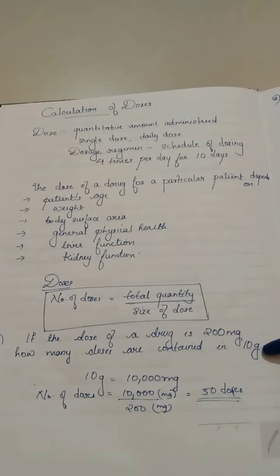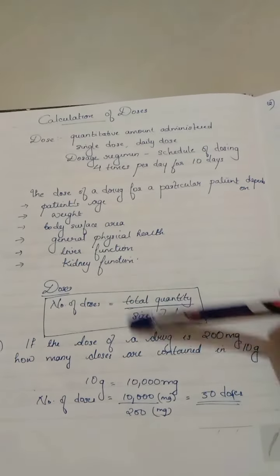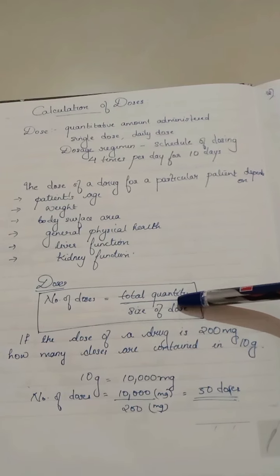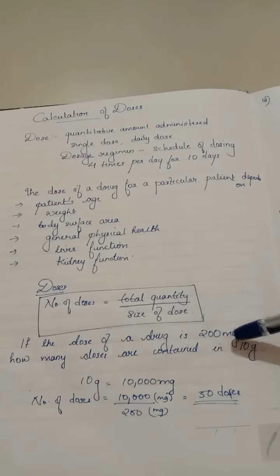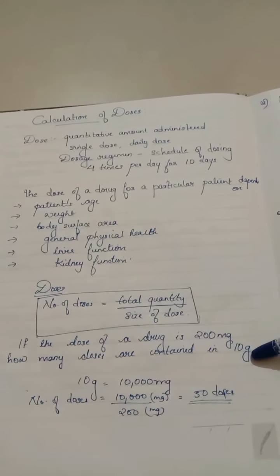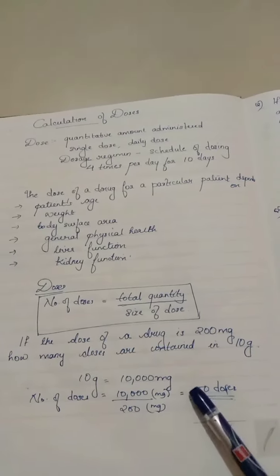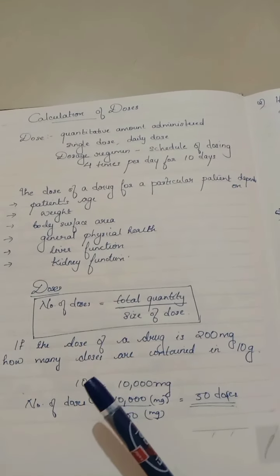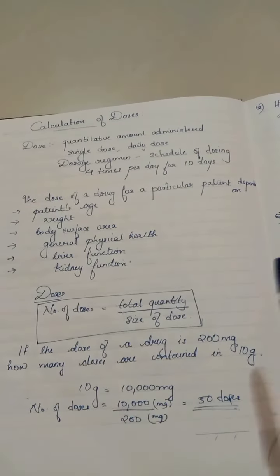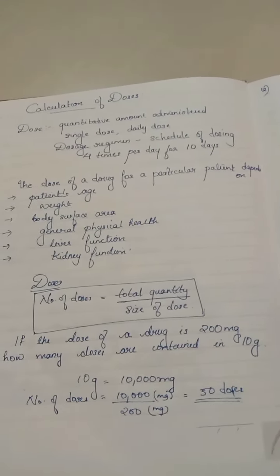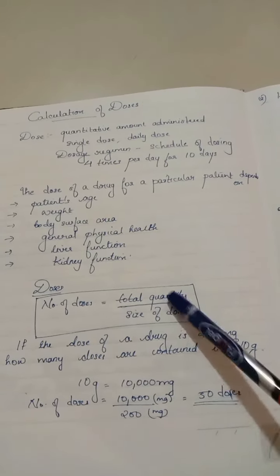Here we have to find the number of doses. We have the equation: total quantity divided by size of dose. The total quantity is given here, that is 10 gram, which we have to convert to milligram. When you convert gram to milligram, you multiply by 1000. So 10 gram into 1000 will give 10,000 milligram. Now the number of doses you can directly calculate by using this equation.